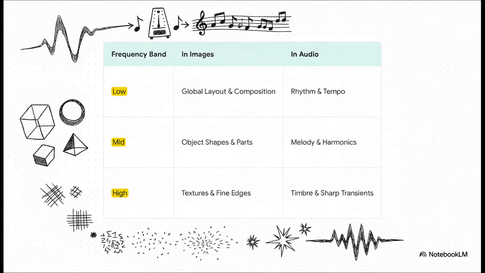Okay, get ready, because this is where things get really, really cool. Take a look at how this frequency language just fits across totally different senses. That low frequency that gives you the global layout in a picture, that's the exact same thing as the rhythm and tempo in a piece of music. The mid-frequency of object shapes maps directly to melody and harmonics. And the high-frequency textures and edges, in audio, that's the timbre, the sharp, crisp sounds. It's a shared universal language.